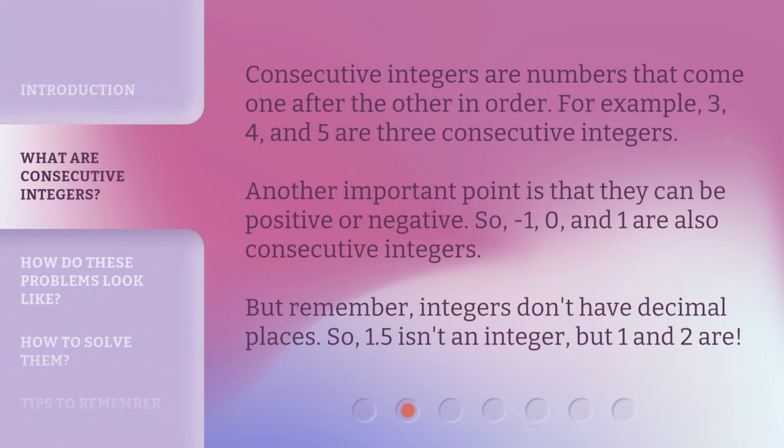Consecutive integers are numbers that come one after the other in order. For example, 3, 4, and 5 are 3 consecutive integers. Another important point is that they can be positive or negative. So, -1, 0, and 1 are also consecutive integers. But remember, integers don't have decimal places. So, 1.5 isn't an integer, but 1 and 2 are.